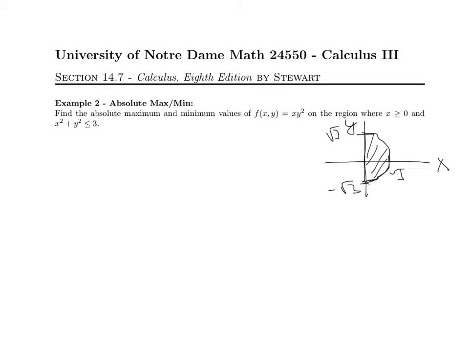And so I need to first find critical points of f and see if they're in this region, and then I'll deal with the boundary. Right, so first let's find critical points. And so to do that, we compute f sub x, which is going to be y squared, and the partial of f with respect to y, which will be 2xy.